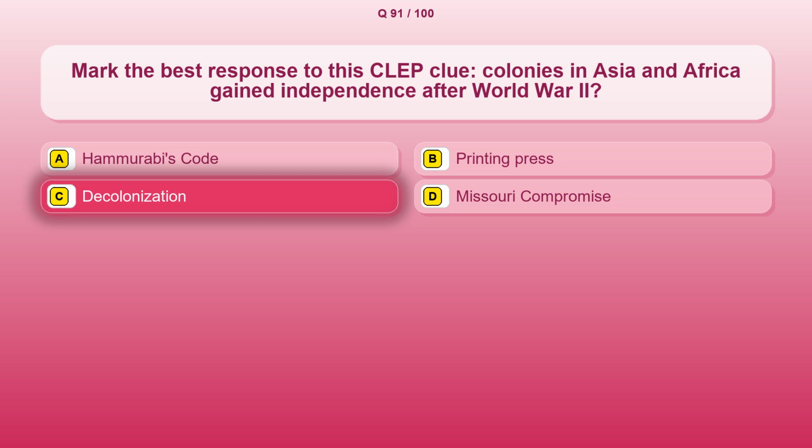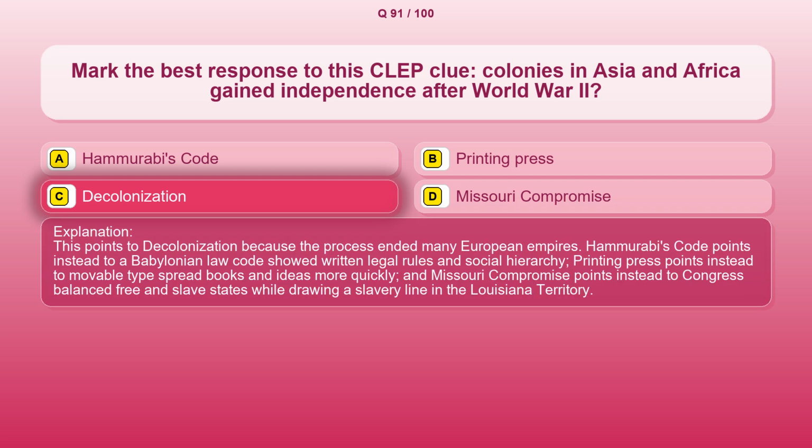The correct answer is option C, decolonization. This points to decolonization because the process ended many European empires. Hammurabi's Code points instead to a Babylonian law code showed written legal rules and social hierarchy. Printing press points instead to movable type spread books and ideas more quickly, and Missouri Compromise points instead to Congress balanced free and slave states while drawing a slavery line in the Louisiana Territory.